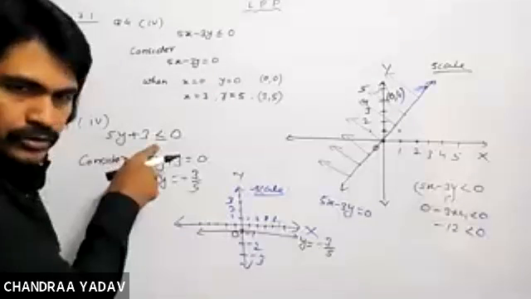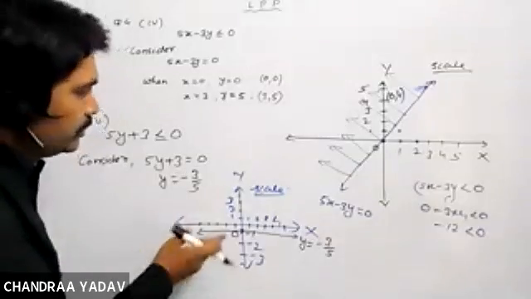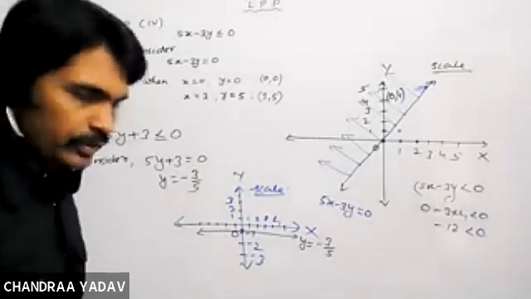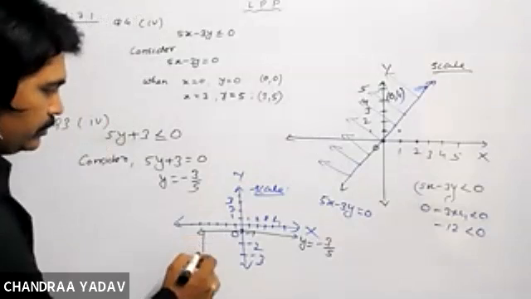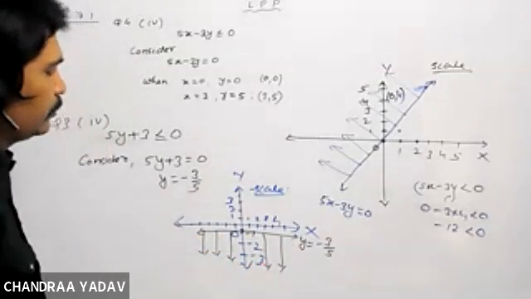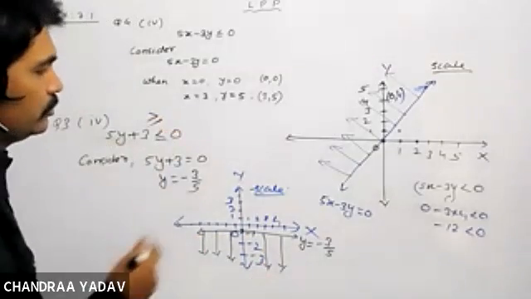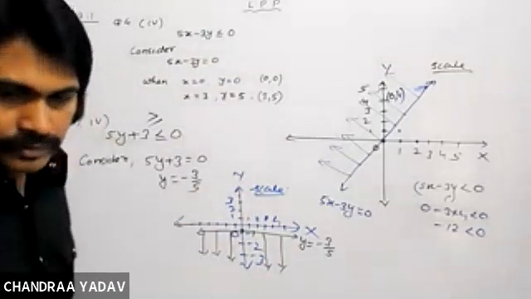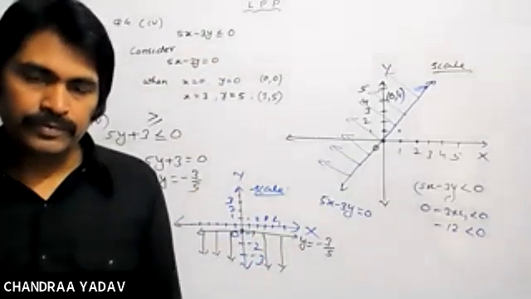Now it is less than equal to 0. Less than equal to 0 means below the line. So here we find like that. Suppose if it was greater than equal to 0, we'll get the region above the line. Any queries related to this?